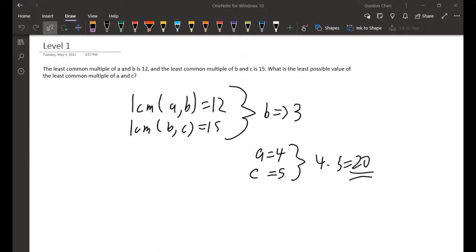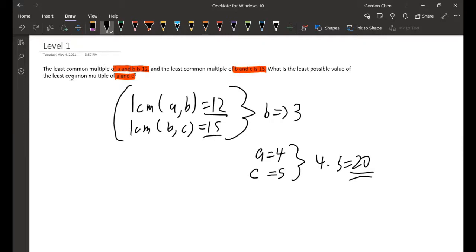Okay, so I'm going to be explaining level 1 and 2 in this video. So level 1, the least common multiple of A and B is 12. The least common multiple of B and C is 15. And we want to find the least common multiple of A and C. So for the LCM of A and B, we have that that's 12. And the LCM of B and C, we have that that's 15.